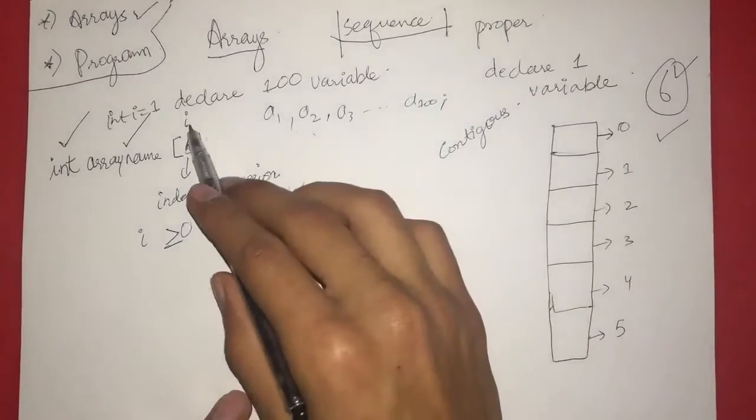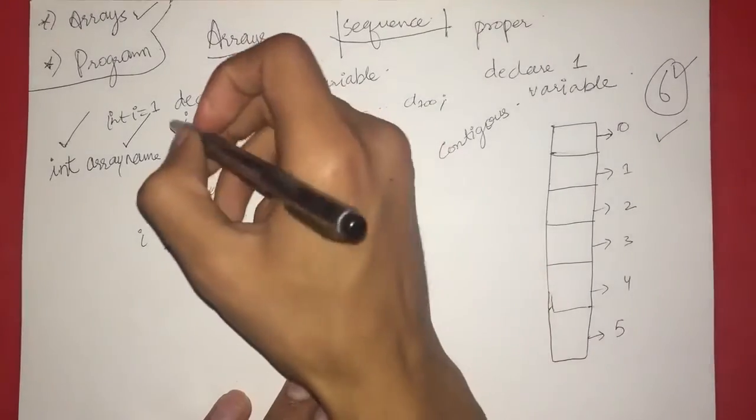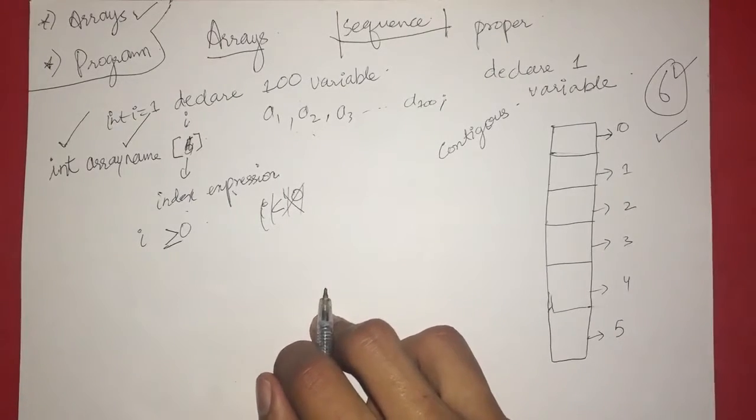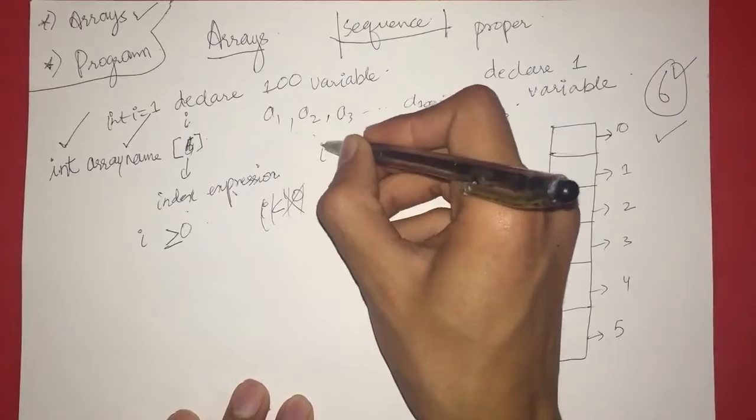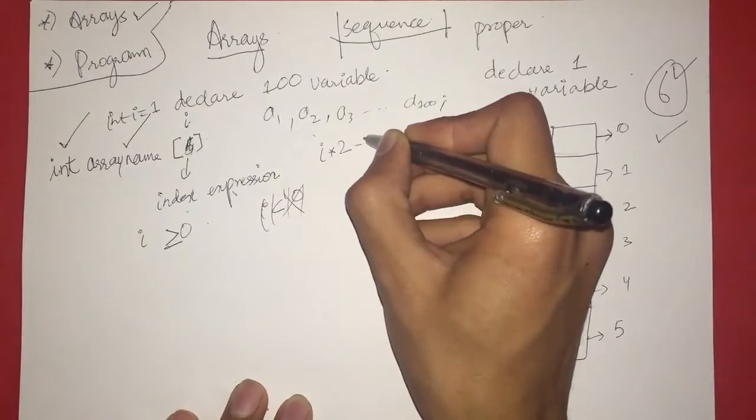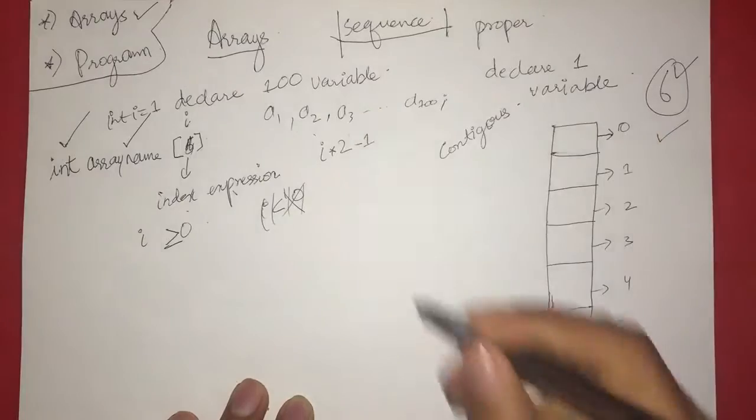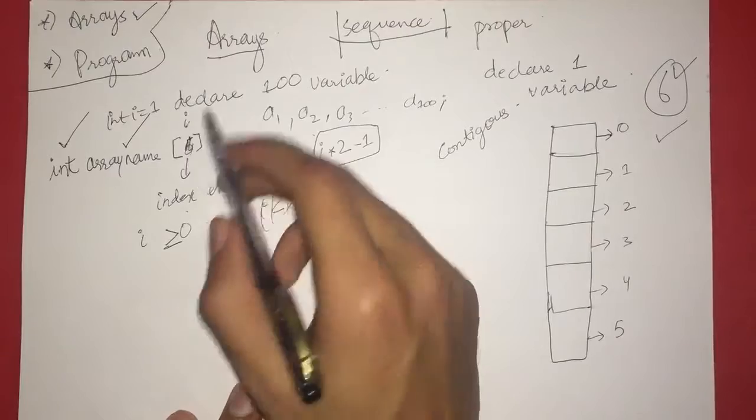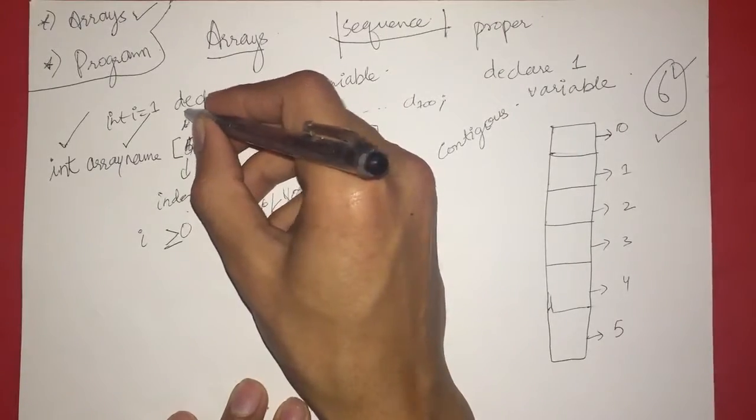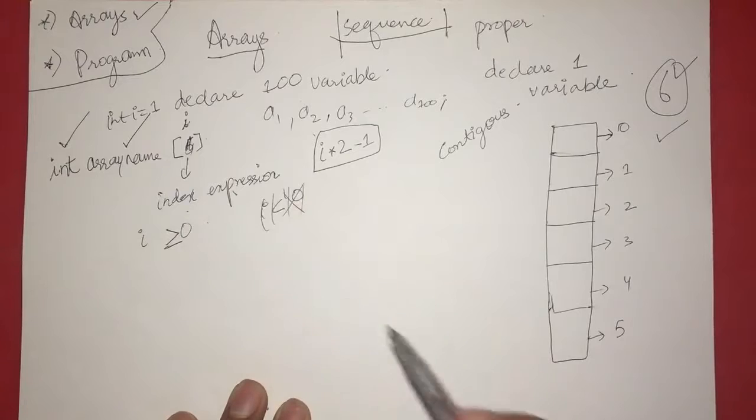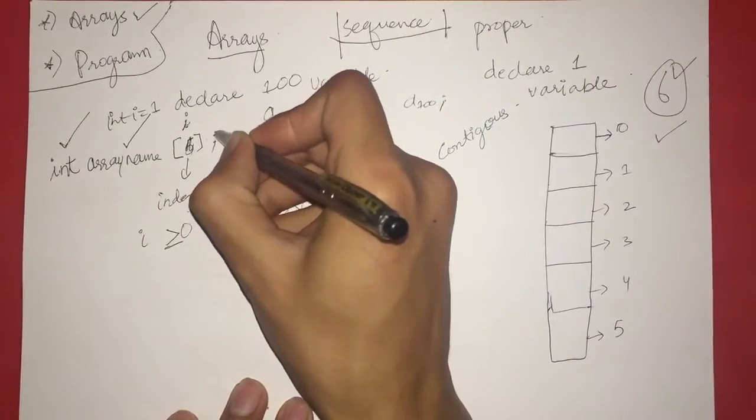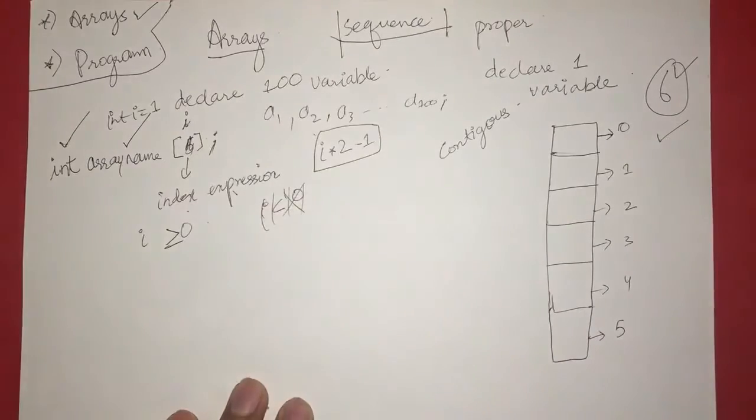As I was saying, you can also place a variable instead of a number, and you can also place an expression. For example, if I say I asterisk 2 minus 1, this expression has to evaluate to an integer value, because it cannot take a floating point value or a character. It can always take an integer value as its index expression. So this is how you declare an array.